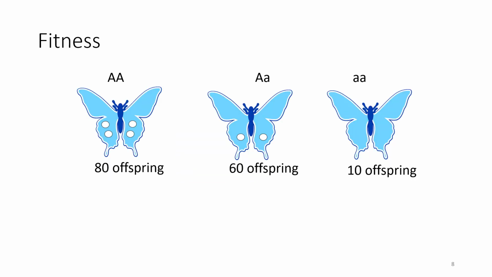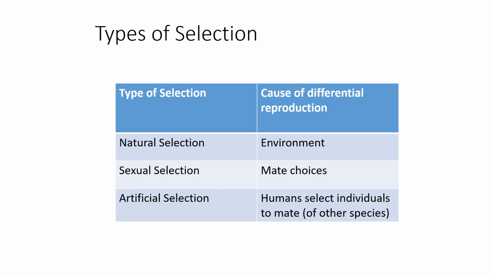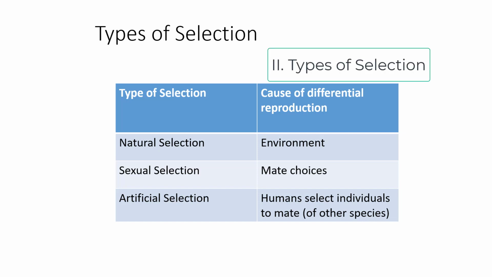So here we have another example of fitness where the more dots on a butterfly, the more it will leave offspring. And over time, you can see the allele that leads to more dots is going to become more frequent in the population because it is left to offspring at a higher frequency. So again, remember variability, heritability, differential survival and reproduction. Let's look at types of selection. There are 3 types of selection: natural, sexual, and artificial.